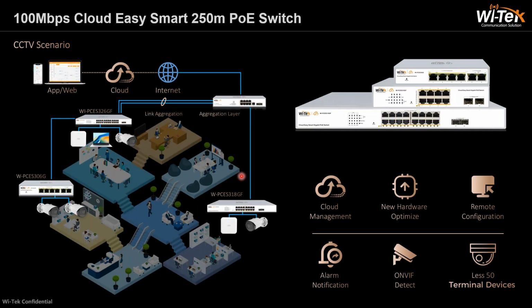And let's move to the 100 megabit Cloud Easy Smart PoE switch. Obviously, this series of PoE switch is better used in the access layer. We connect some of the terminal devices, lower than 50, and put all the connections to the aggregation layer, access the internet, or make some CCTV surveillance, storing all the video stream to the NVR.